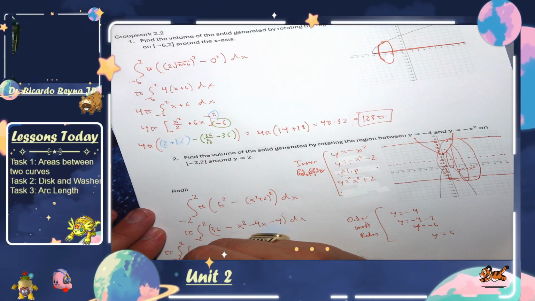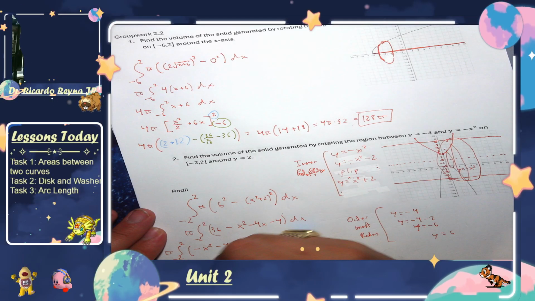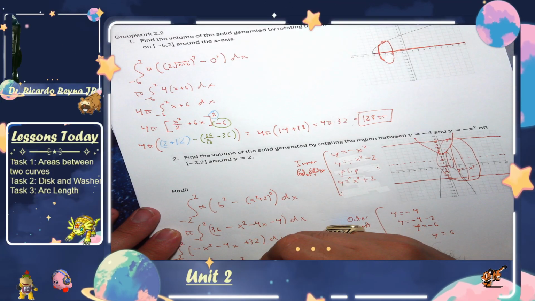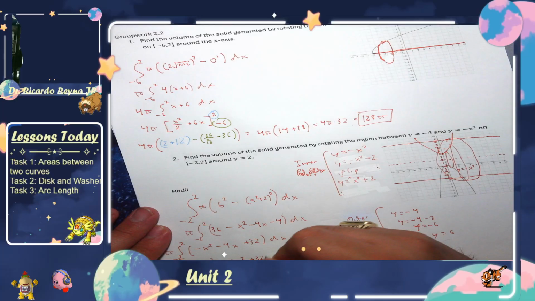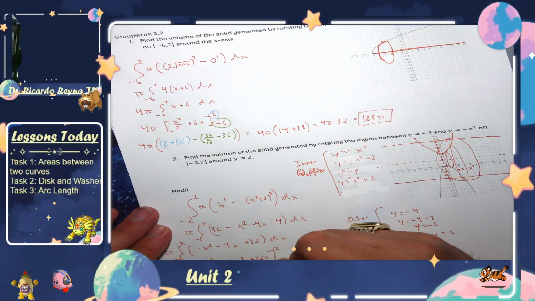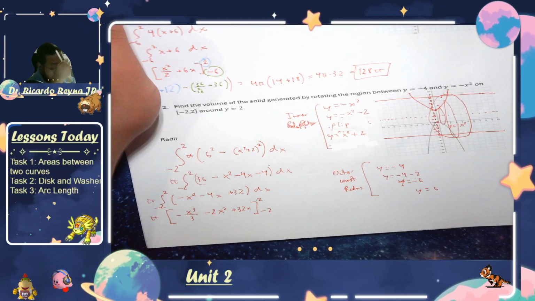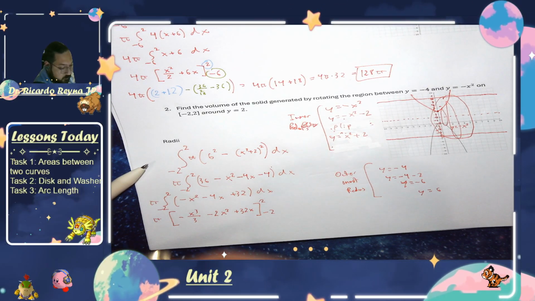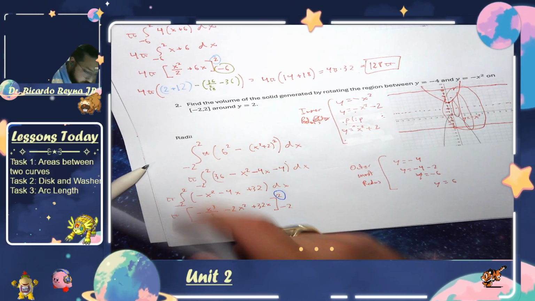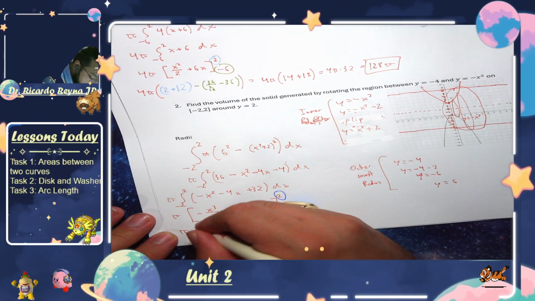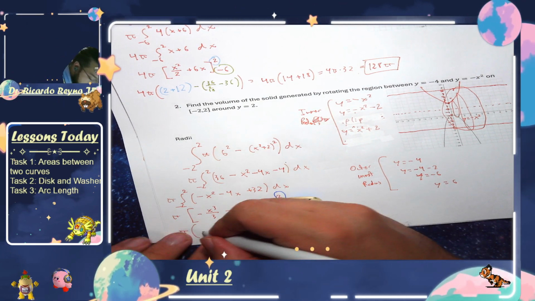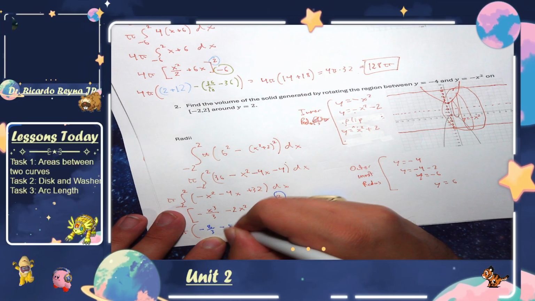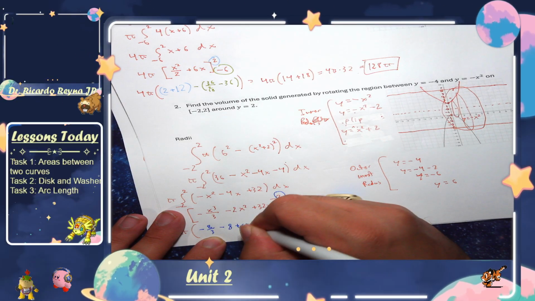And then I'll write the whole box. Negative x to the power of 3 over 3. Negative 2x squared. And then plus 32x from 2 and -2. Okay. For 2, it's going to be -8 over 3 minus 8, and then plus 64.